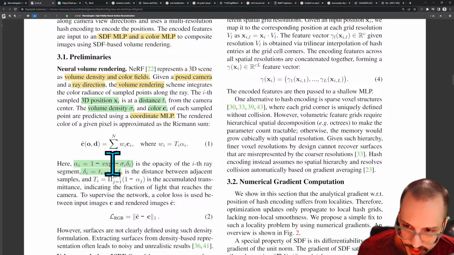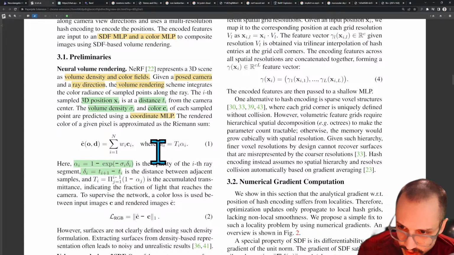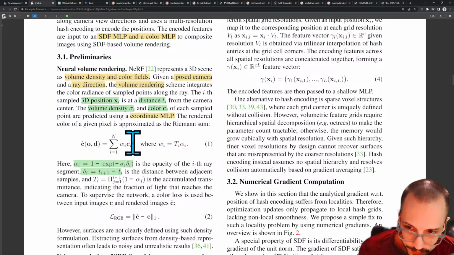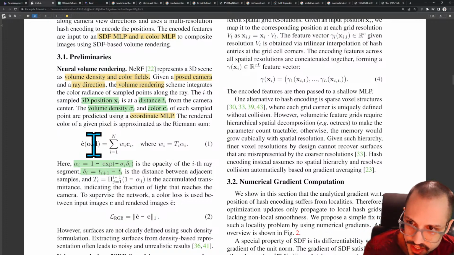That gives you delta I. You multiply that delta I with the opacity or the density. You basically do the 1 minus the exponent to get that nice exponent relationship there. And then you sum all of those up, or you multiply that by the color, sum all of them up, and that'll give you the actual color at a specific camera position. O refers to generally the origin of the camera, and then D probably the view direction of the camera.